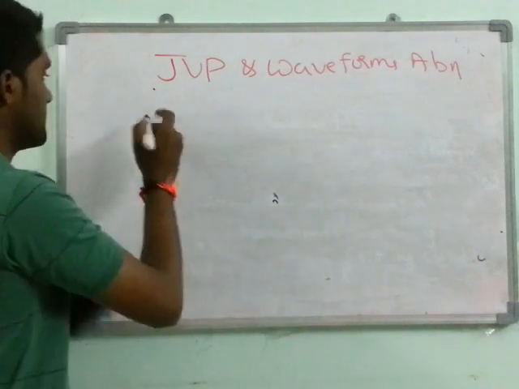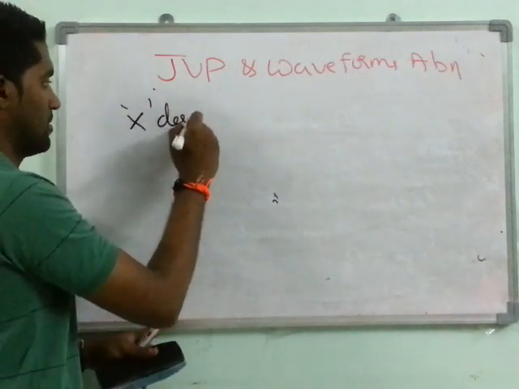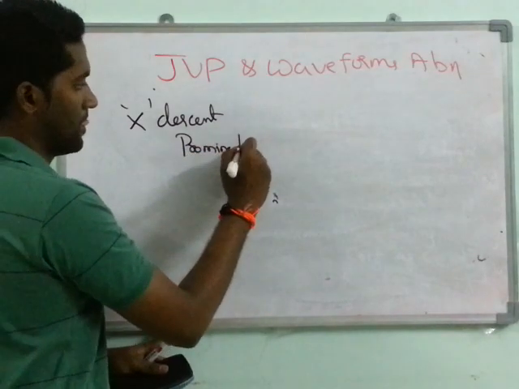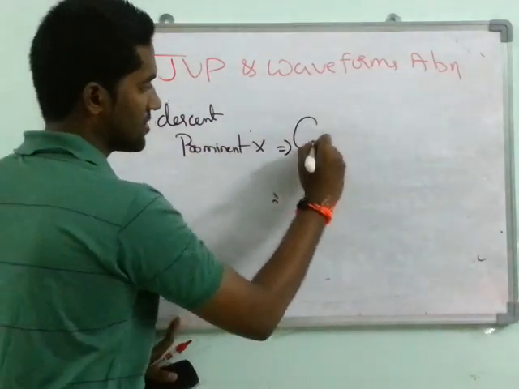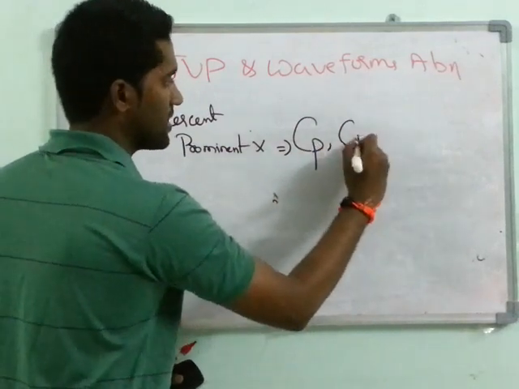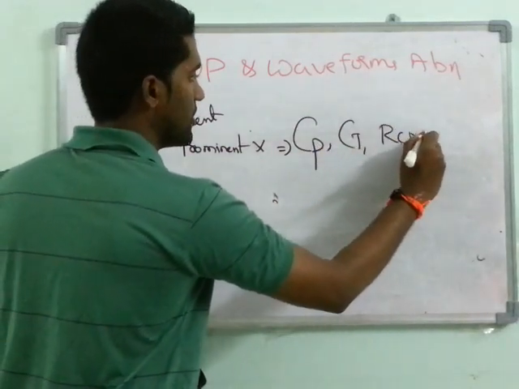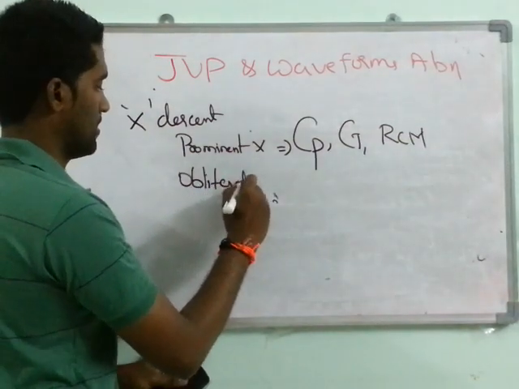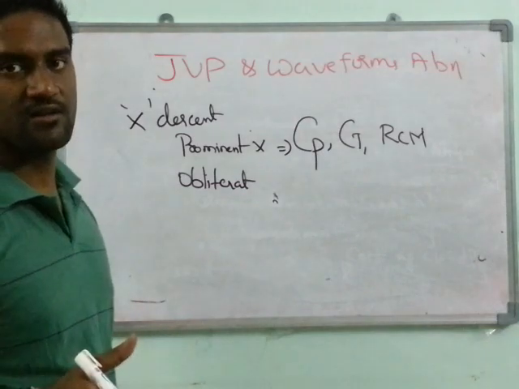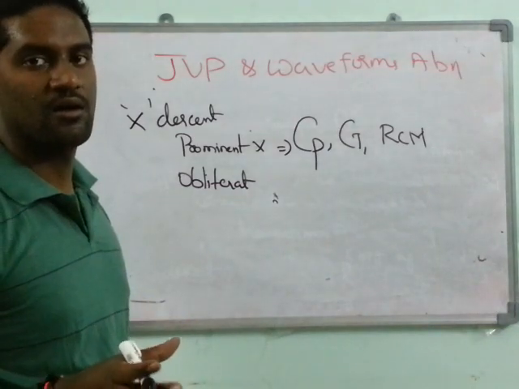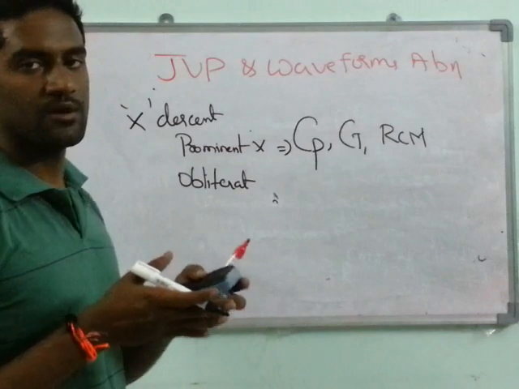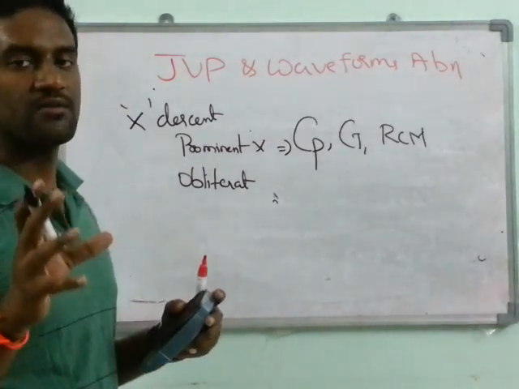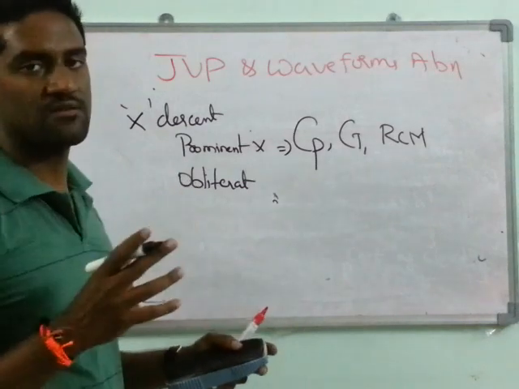Now coming to X descent. A prominent X descent is seen in constrictive pericarditis, cardiac tamponade and restrictive cardiomyopathy. Obliteration of X descent. So we have discussed that X descent is due to relaxation or the walls coming to its normal position. When there is obliteration, so atria should relax to produce a good X descent.